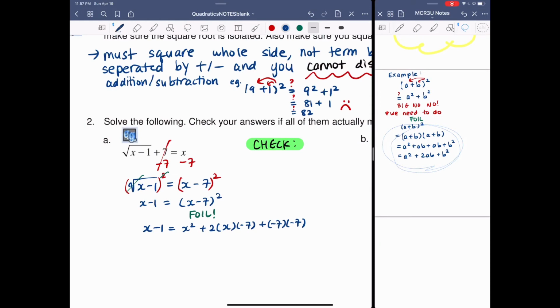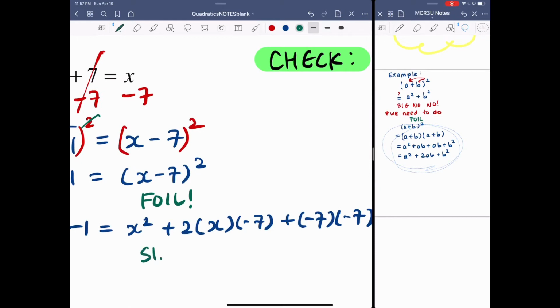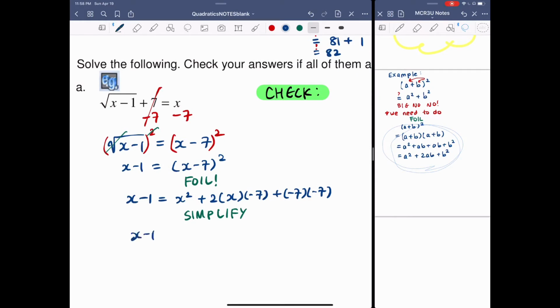All right, so that's that, and I'm going to now collect and simplify. Let me zoom out. So I have x minus 1 equals x squared minus 14x plus 49. I want to get all my x's to one side so I can start solving. So I'm going to subtract x and add 1, so I get rid of those. In order to do that, I need to do the same on the right: subtract x and add 1. So the next line, I get 0 equals x squared minus 15x plus 50.